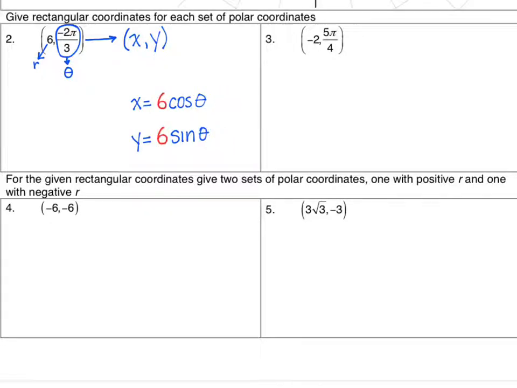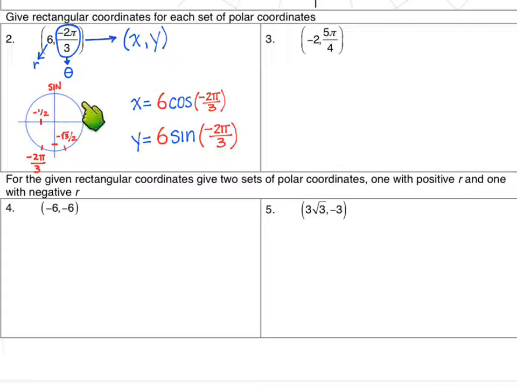Given that our r is 6, we plug that in, and our θ is -2π/3. So at this point, because there's no calculator, you've got to remember where is -2π/3 and what is the cosine of that. So I made a real quick sketch of a unit circle and found my -2π/3, which is down here in quadrant 3. And I even am thinking about my x and y axes, and that my x-axis is my cosine axis and my y-axis is my sine axis.